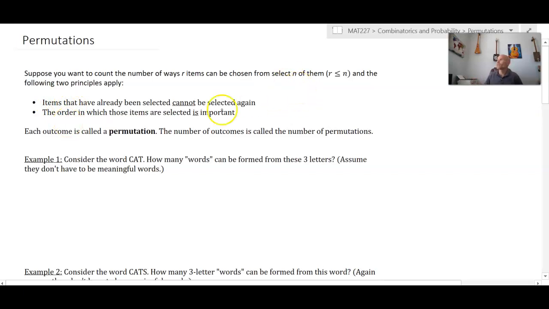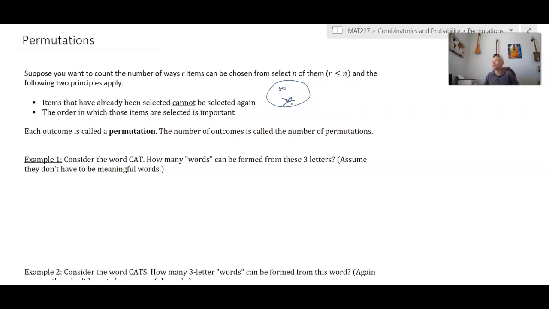So I like to think about the idea of if I'm going fishing in a pond, and I have a few different fish here, I'll use my artistry, and if I catch one of those fish and I take it home, that fish is no longer available to be caught again. And also, if the order in which those items are selected is important, so if the order in which I select the fish becomes important, then each outcome is called a permutation. The number of outcomes is called the number of permutations.